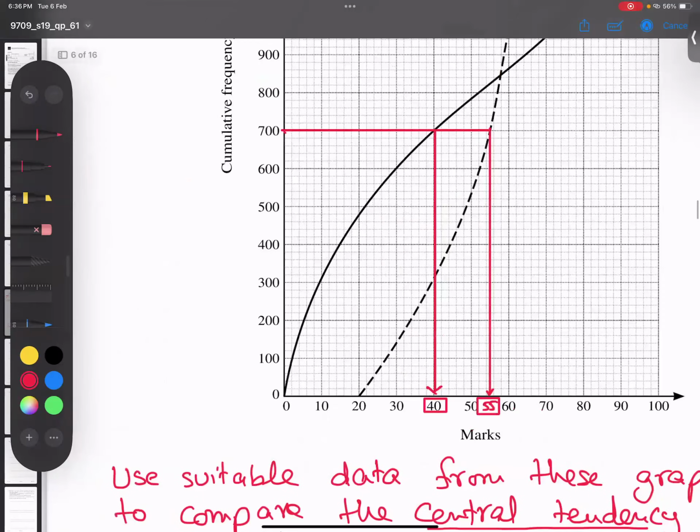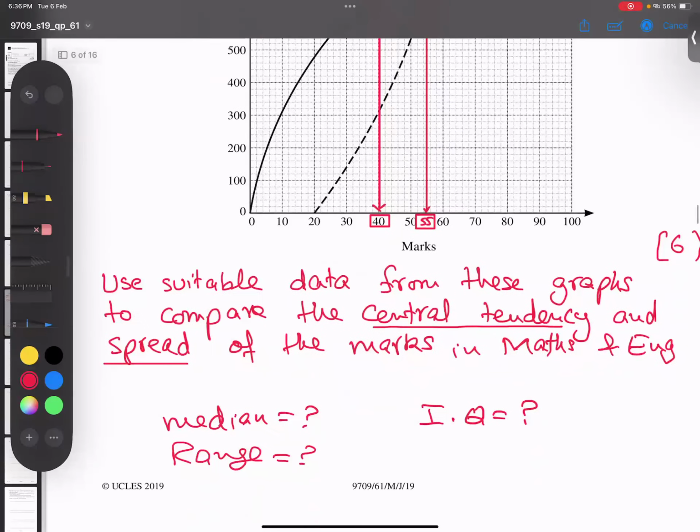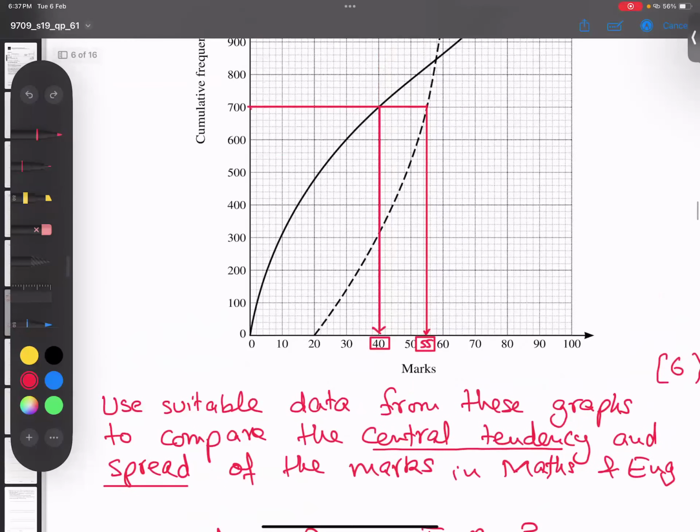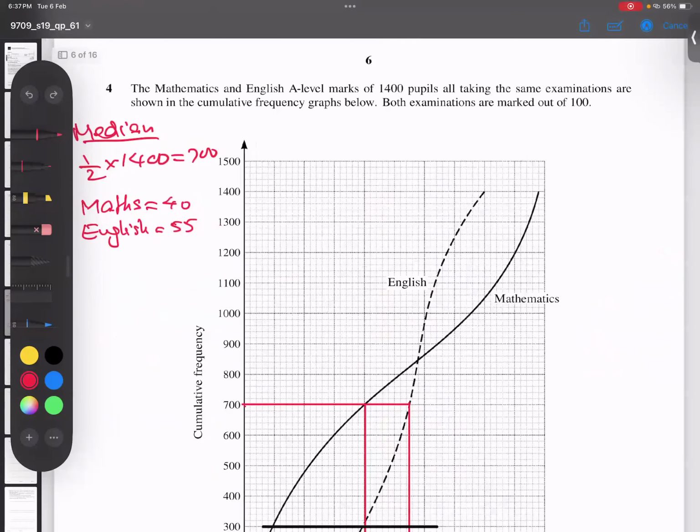Now let's talk about what the next part is asking. The median is done. Now I am going for the range, the range for both values. What is the range of mathematics? So I am finding the range here.